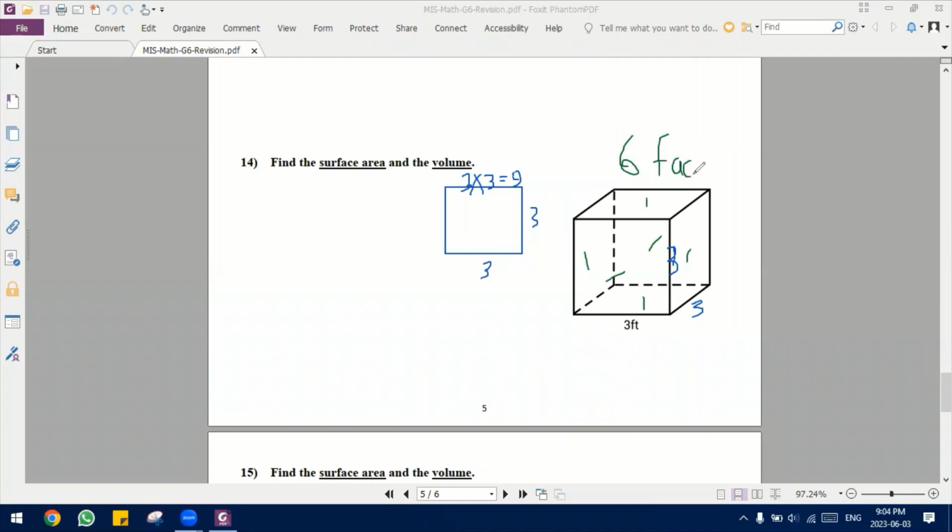And in the cube, it's so easy because all the faces are equal. All of them are squares. So here I write 6. I circle it, it means there are 6 faces. Now, the surface area is equal to, I have 6 faces, and the area of one face is 9. So 6 times 9 is 54. The unit, feet squared.